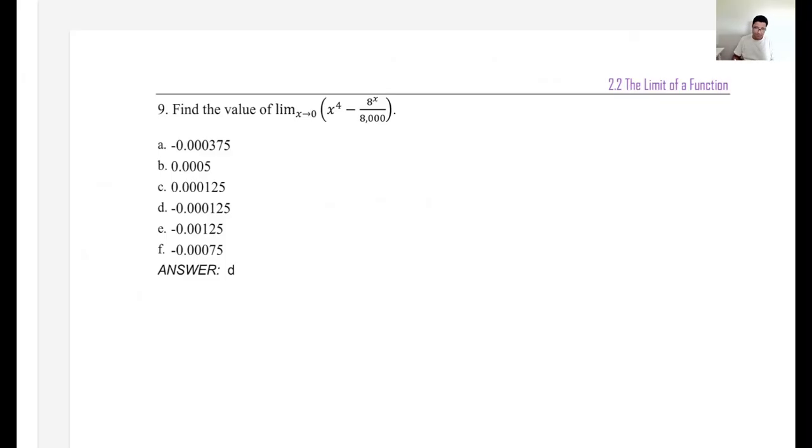This is another practice problem for you. I am skipping it. You can do it. Just plug in the value.